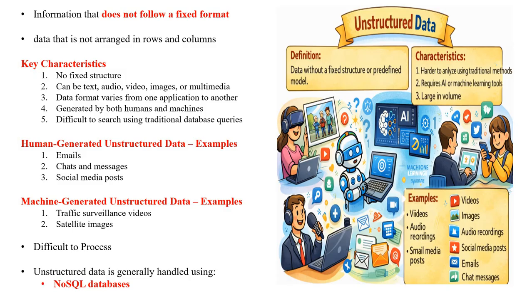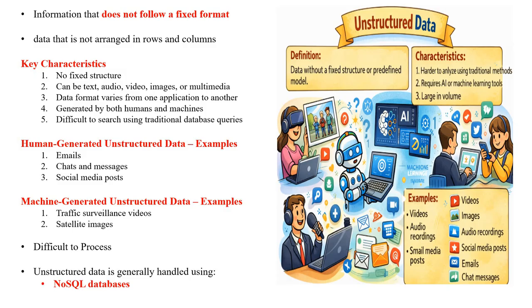These are some examples of unstructured data sources. Most of the IoT data is unstructured, forming the largest portion of the internet data today. Some key characteristics: unstructured data doesn't have any fixed structure or format, and it can be text, audio, video, images, or multimedia. The data format varies from one application to another, and it is generated by both humans and machines. It is very difficult to search this data using traditional database queries.